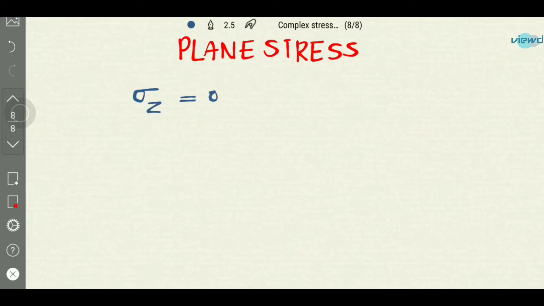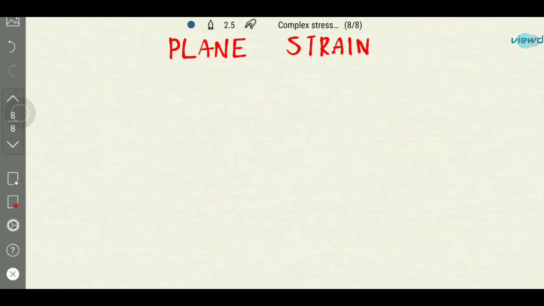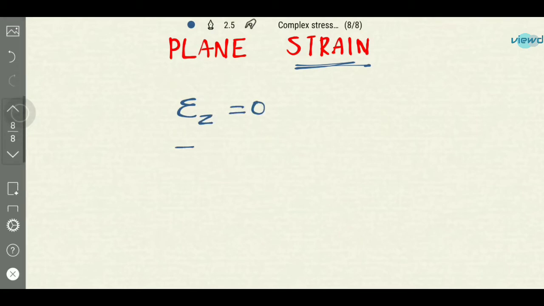Sigma z should be 0, and tau zx should be 0 and tau zy should be 0. This is plane stress condition. And in plane strain condition, the strains in the z direction should be 0. Epsilon z should be 0, gamma zy should be 0, and gamma zx should be 0.